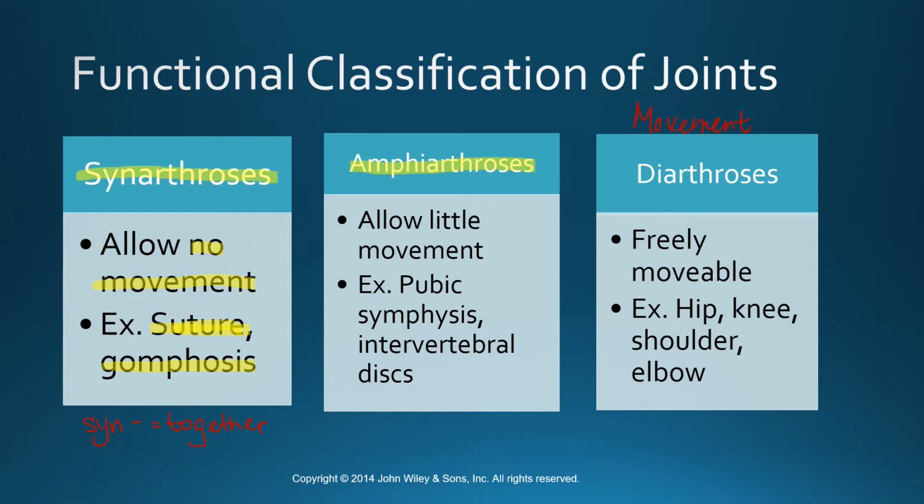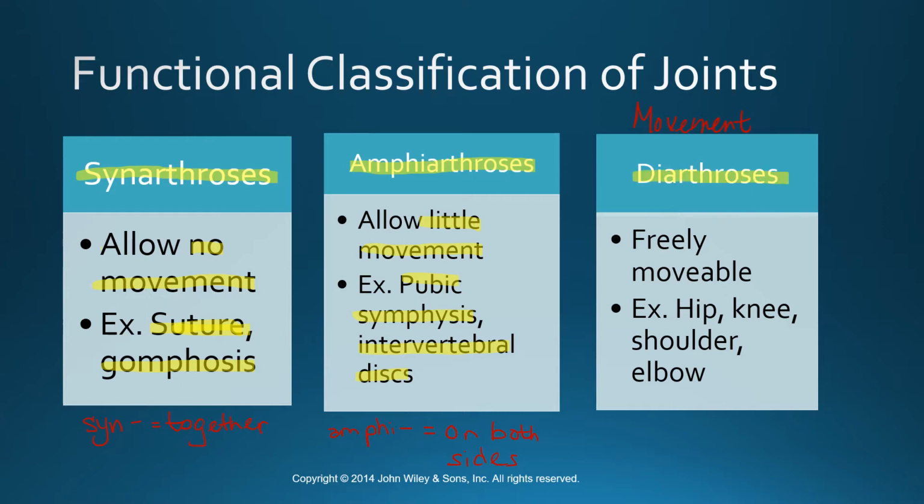Amphiarthroses are going to be the next functional classification, and this is a slightly movable joint, so it allows for a little movement. Thinking about the pubic symphysis and intervertebral discs are some really good examples of these. The prefix amphi means on both sides. So it allows for a little bit of movement.